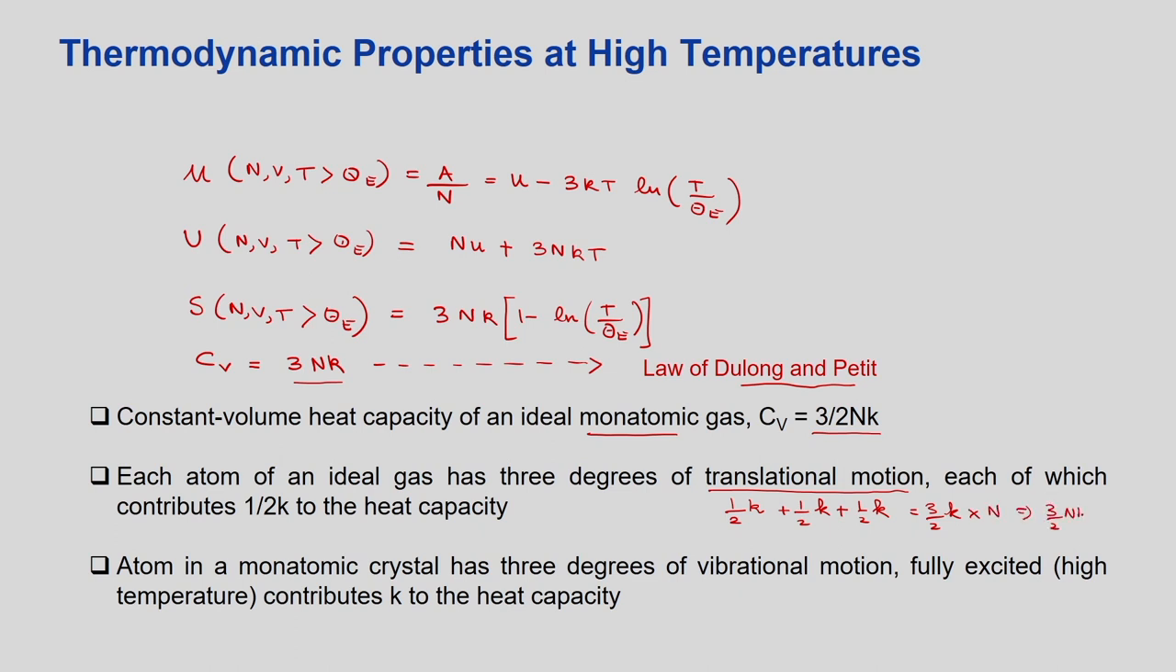But in the case of an atom in the monatomic crystal, it has 3 degrees of vibrational motion only, not translational motion, fully excited. So it will contribute k in each direction. So it is k plus k plus k, it is 3k, multiplied by n number of atoms, it will be 3nk. This 3nk is only due to the highly excited state, or the high temperature contribution. This is what we call the law of Dulong and Petit.